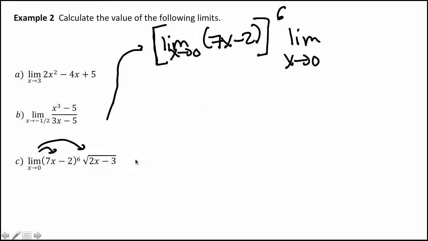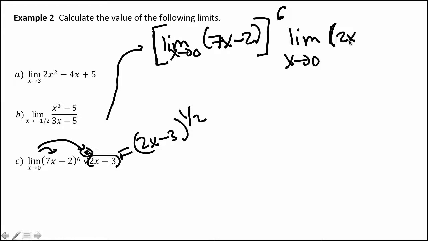And remember, square root of 2x minus 3 is equal to 2x minus 3 to the 1/2 power, because this is an invisible index of 2, and then an invisible power of 1, so it becomes 1/2 power. So we're going to focus on 2x minus 3, and then just raise it to the 1/2 power. Now we can simply do the limit of these separately.